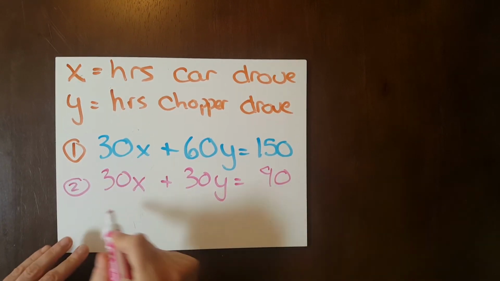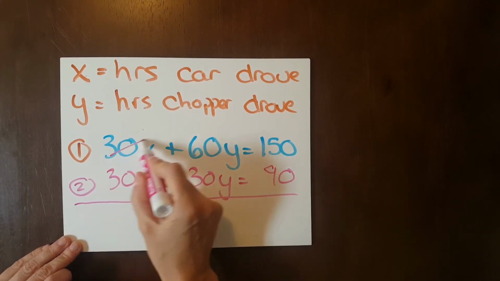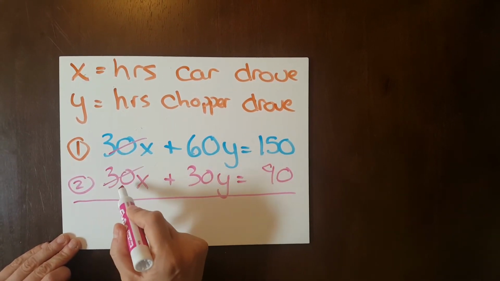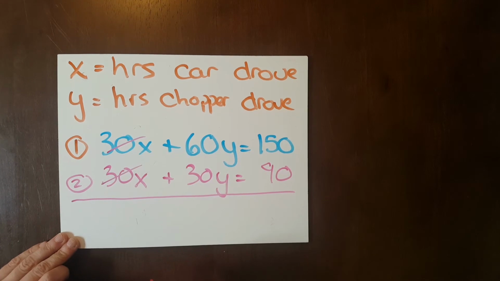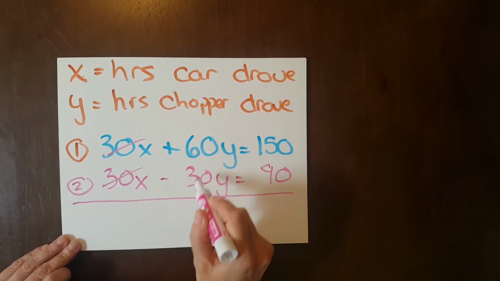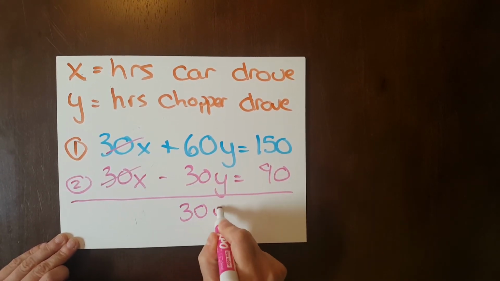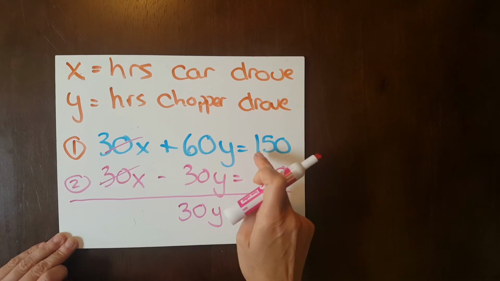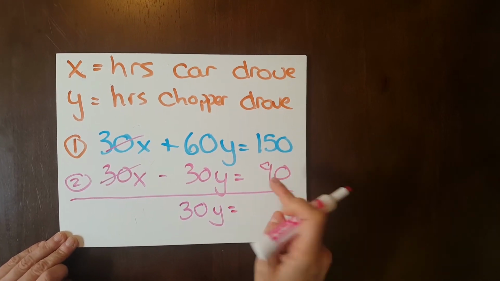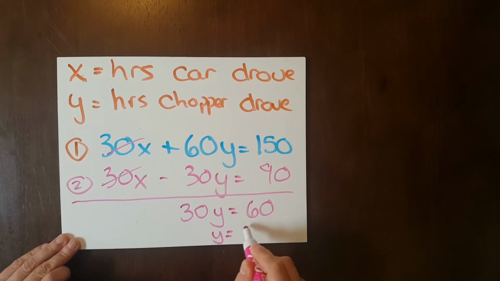So in this case, all I'm going to do for elimination is subtract. Here, if I subtract all the x's, 30x minus 30x, that's just going to wipe it out. Here it becomes 60 minus 30, so that would make 30y. And then we have 150 minus 90, and that would be 60. So therefore, our y equals 2.